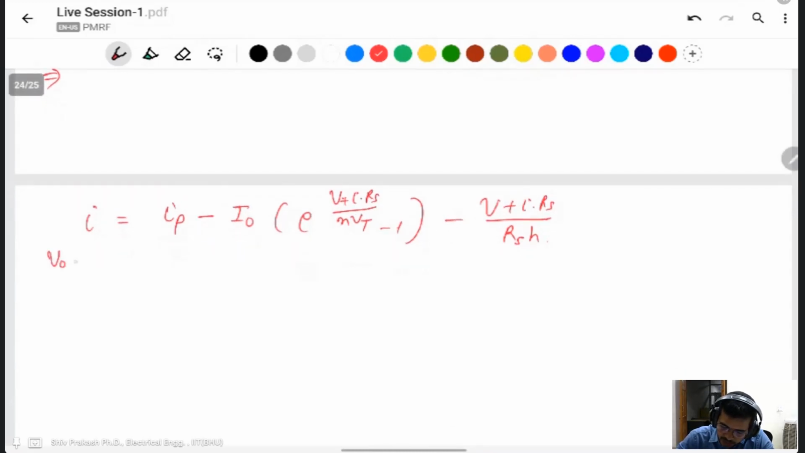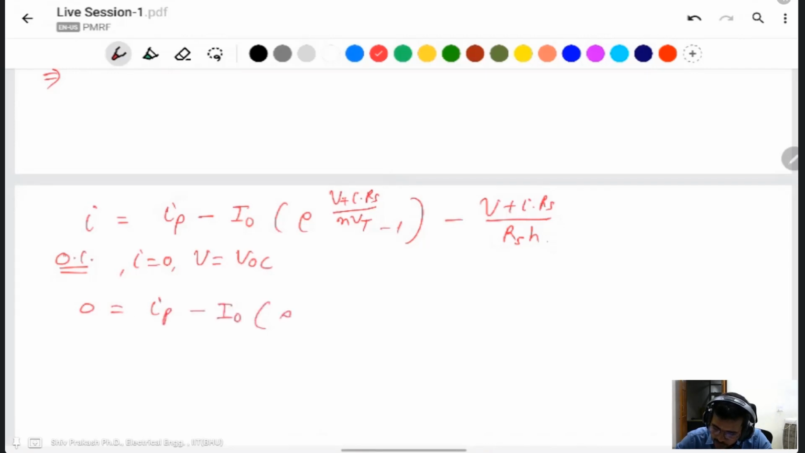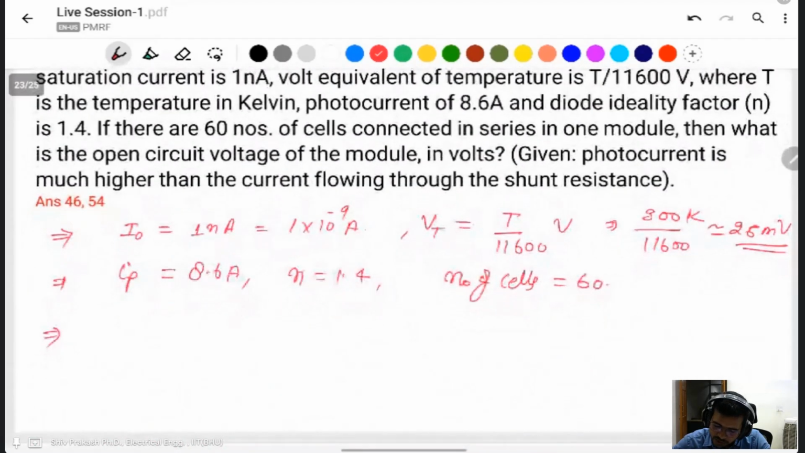Then what is the open circuit voltage? You know, the circuit is open, so current will be 0, I will be 0, and V is equal to VOC. So 0 is equal to IP minus I naught times (e to the power of VOC divided by NVT, minus 1), minus VOC divided by RSH. Already given, RSH is very high with respect to the series resistance, and the photo current is much higher than the current through the shunt resistance.